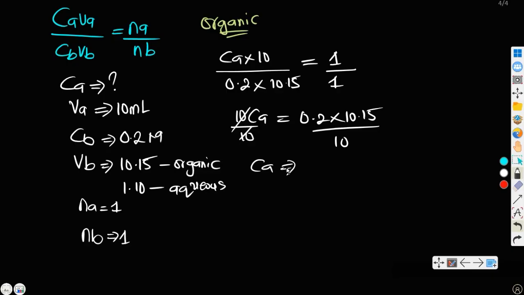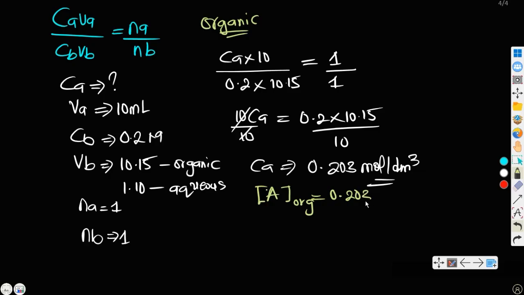0.2 times 10.15 divided by 10. That will give us 0.203 mole per dm cube. So the concentration of the acid, which is benzoic acid, for the organic phase, the concentration of A in the organic phase, is 0.203 mole per dm cube.